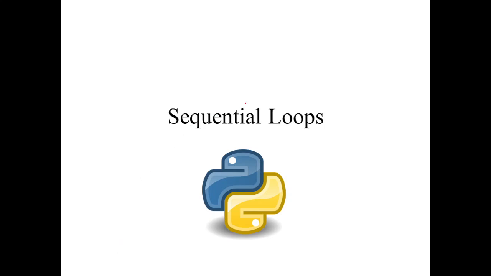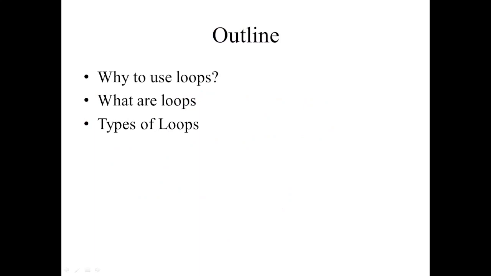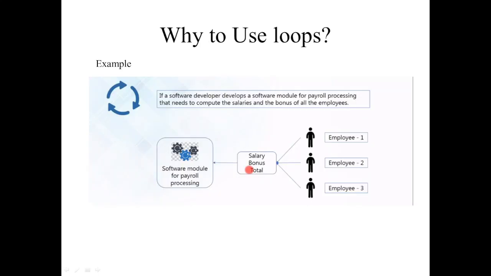In this video, we are going to discuss an important topic of Python programming, which is called sequential loops, and it plays an important role in controlling the flow of a program. In this case, first of all, we will discuss why we use loops, what loops are, and what the main types of loops are.